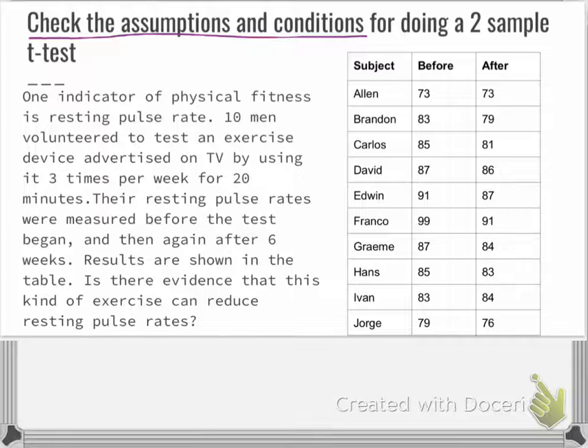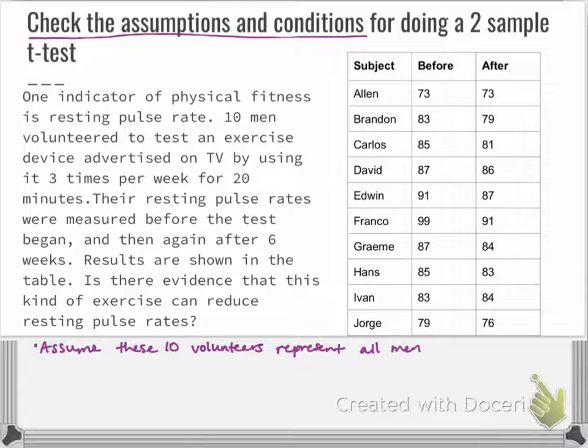All right, so condition number 1 that we check for our 2-sample t is that we have a random sample, or 2 random samples, of men. Now, it doesn't say that. It says there's 10 volunteers, so instead of it being random, I need to make the assumption that those 10 volunteers are representative of all men.